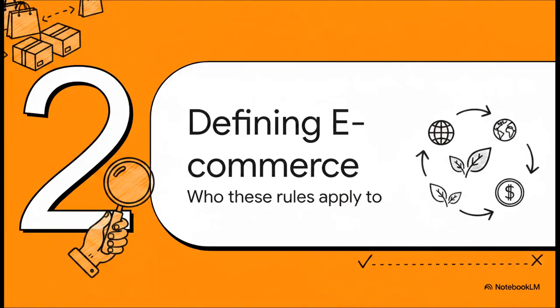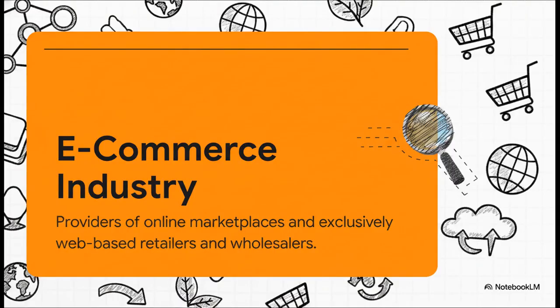Okay, and that brings us to a really important question. Who exactly does this e-commerce standard apply to? Because the rules are super specific and for a very good reason. So the official definition, which comes from what's called the Sustainable Industry Classification System, or SICS, covers 2 main types of businesses. Online marketplaces, platforms where tons of different people can sell their stuff, and retailers or wholesalers that are only on the web. It's designed for that truly digital, global marketplace.